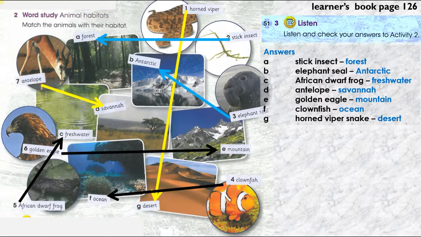5. This amphibian is called an African dwarf frog. It lives in freshwater rivers and ponds in Africa where it is cool. It's called a dwarf frog because it's so tiny. It eats bloodworms and water fleas and spends most of its time underwater.